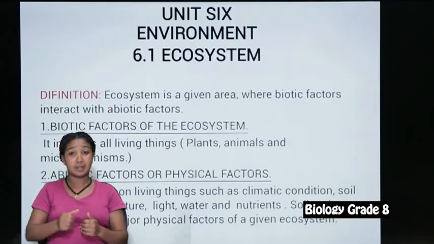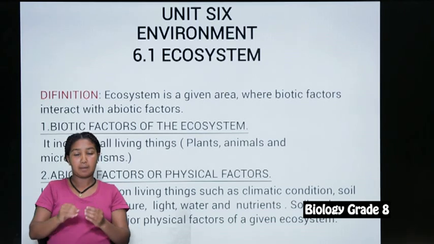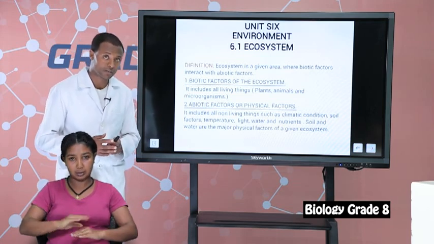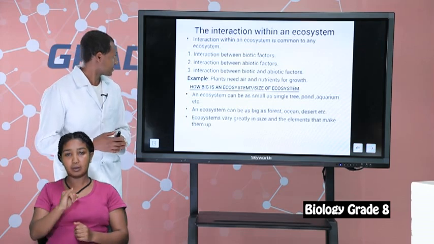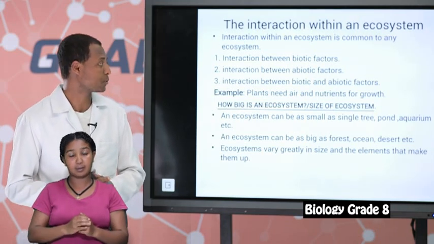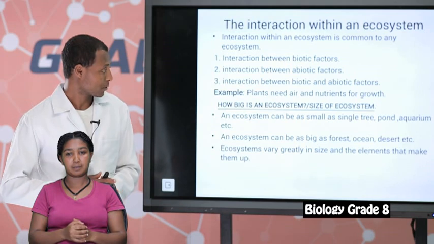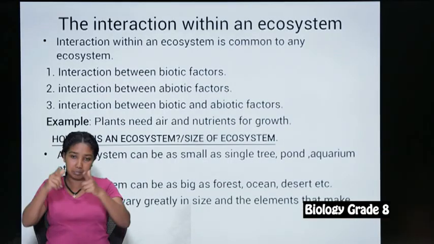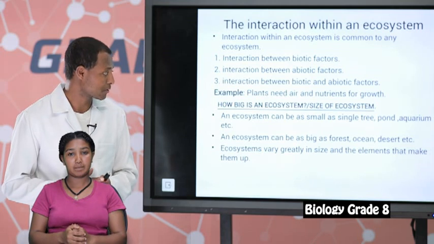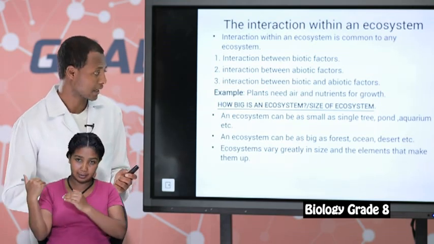So the main point of ecosystems is interaction. There is interaction between biotic and abiotic factors within ecosystems for different purposes: for food, shelter, reproduction, or survival. The possible interactions within an ecosystem are interaction between biotic factors, interaction between abiotic factors, and interaction between biotic and abiotic factors. Ecosystems could be small, and some could be very big, with different content of biological life and elements. For this reason, ecosystems greatly differ in size and in the elements that make them up.